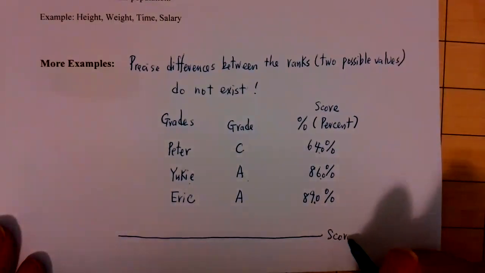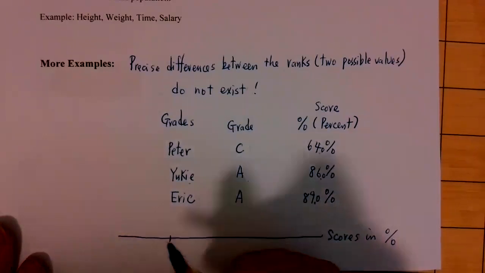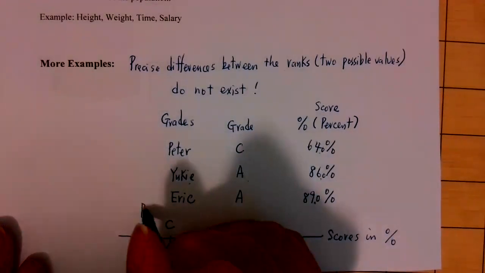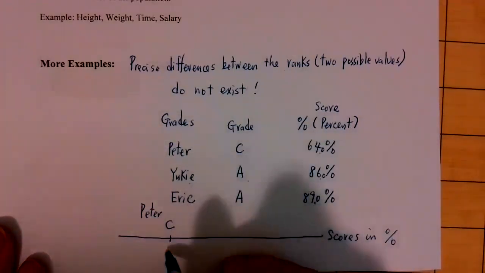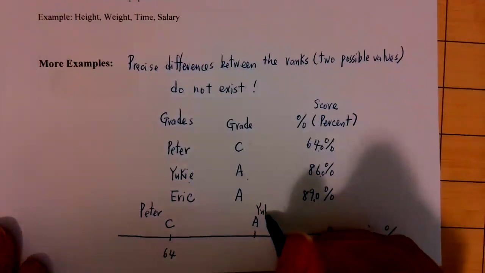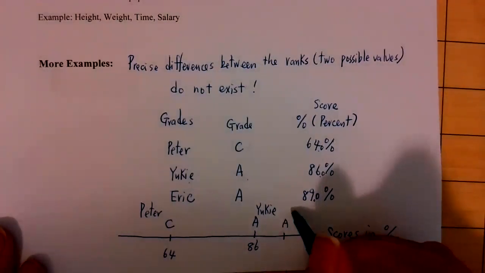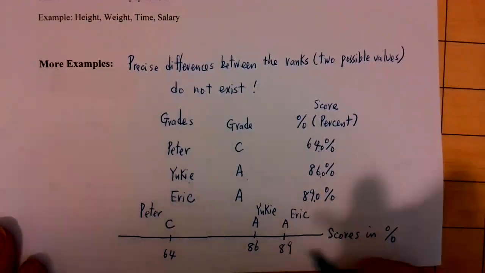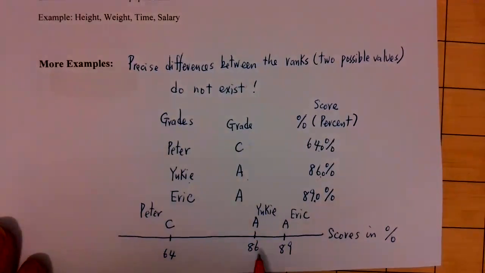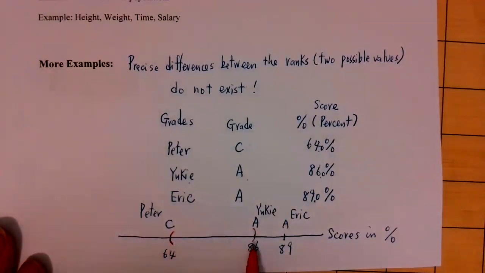This is the score in percentage. C is Peter's grade. Peter gets 64%. A, Yuki. Yuki gets 86%. And Eric also gets A. Eric gets 89%. So look at here. If I measure performance by using score in percentage, two different scores will determine an interval. And the precise difference between these two scores is the length of the interval. Okay?